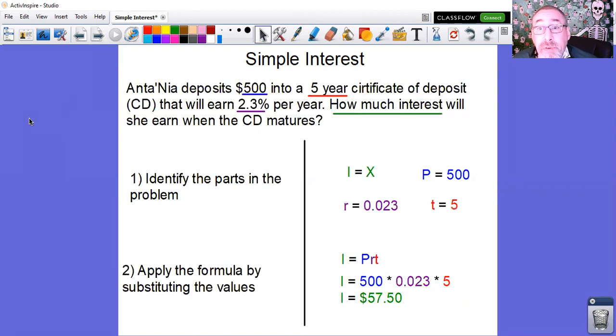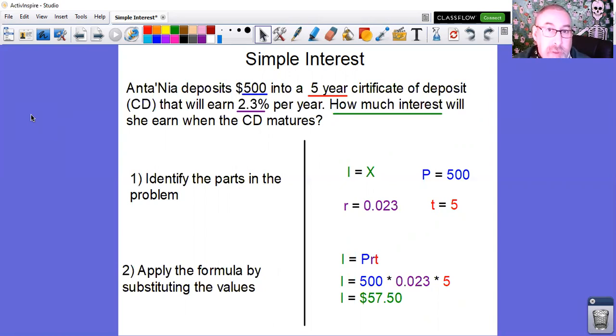All right, so here we have a scenario. Antonia deposits $500 into a 5-year certificate of deposit, or a CD as the banks call them, that will earn 2.3% per year. How much interest will she earn when the CD matures? So she's letting the bank borrow her money. The bank uses it, and they're going to pay her a little bit for that.